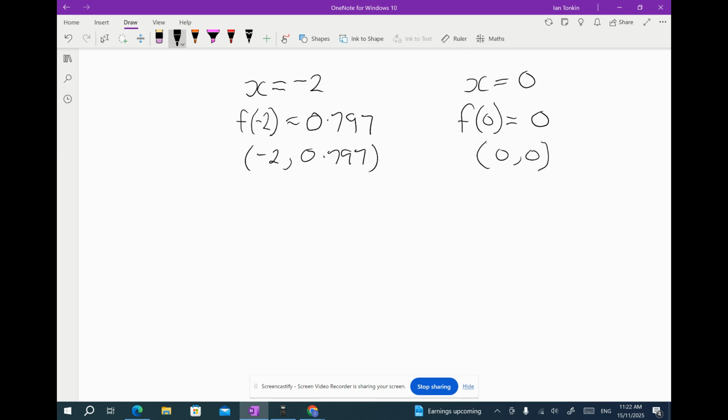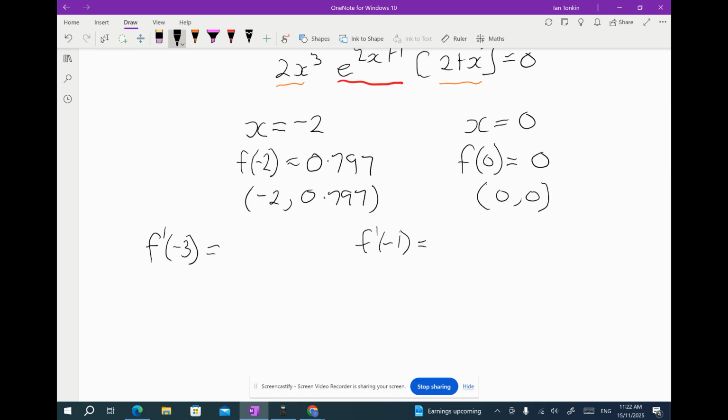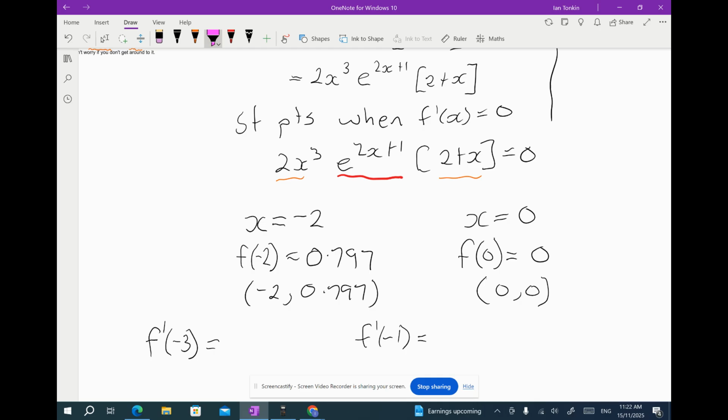Well, I haven't done the second derivative, and it's going to be pretty hard, so I'm just going to use the first derivative. I'm going to go a little bit to the left, f dash of negative 3, and find out what that is. Then I'll go a little bit to the right, f dash of negative 1. Now, remember, f dash is here. Well, you can look up here. Here it is. Same thing. And I'm going to put that in my calculator as well. The first number I'm putting in is negative 3.